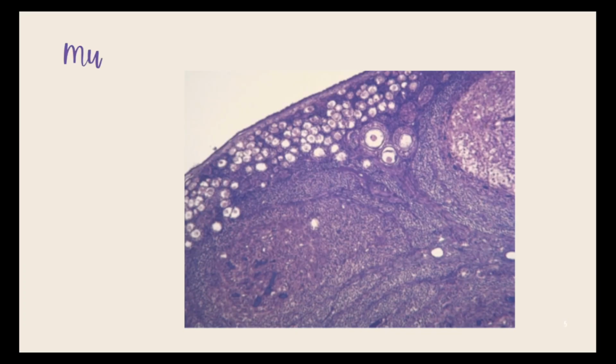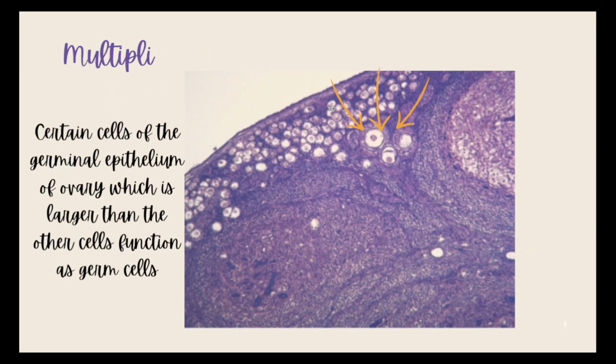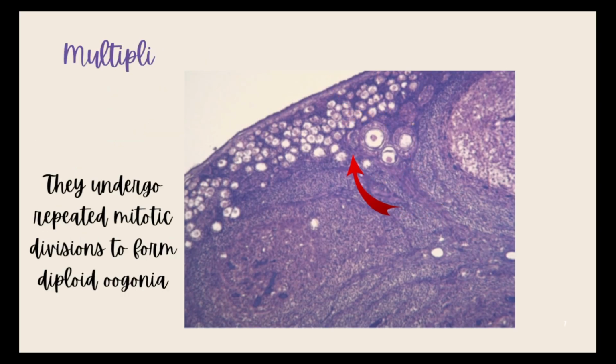The first stage is the multiplication phase. What you see here is the section of ovary with outer germinal layers. Few cells of this germinal epithelium, which are larger than the other cells, function as germ cells. Can you guess the ploidy of these cells? Yes, it is diploid. These cells undergo repeated mitotic division to form diploid oogonia.